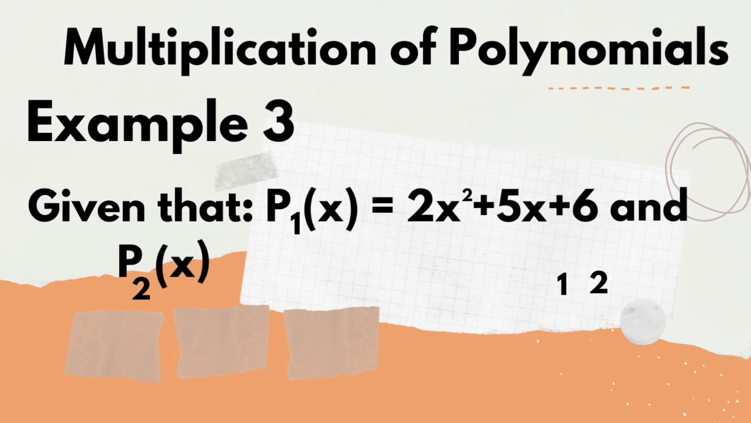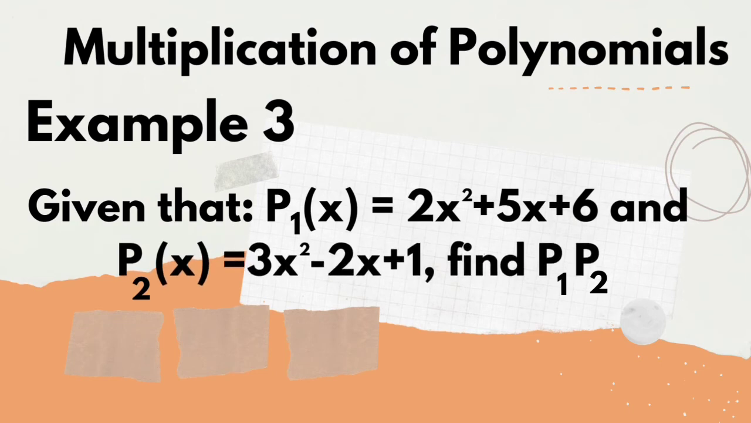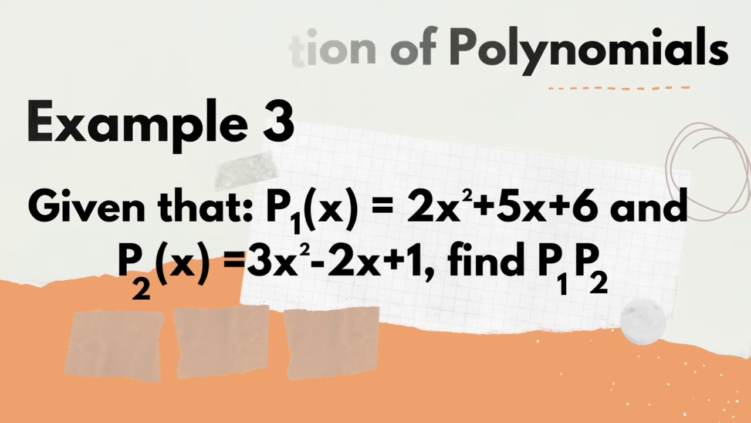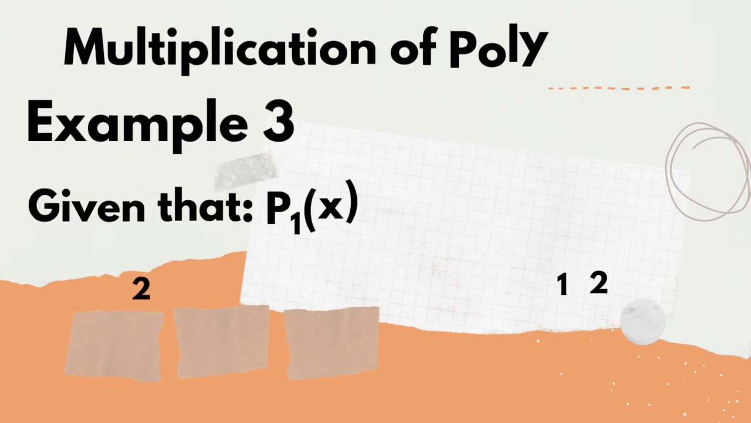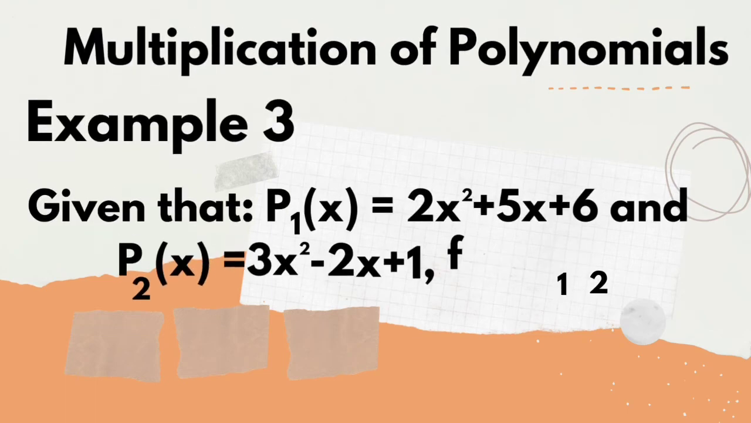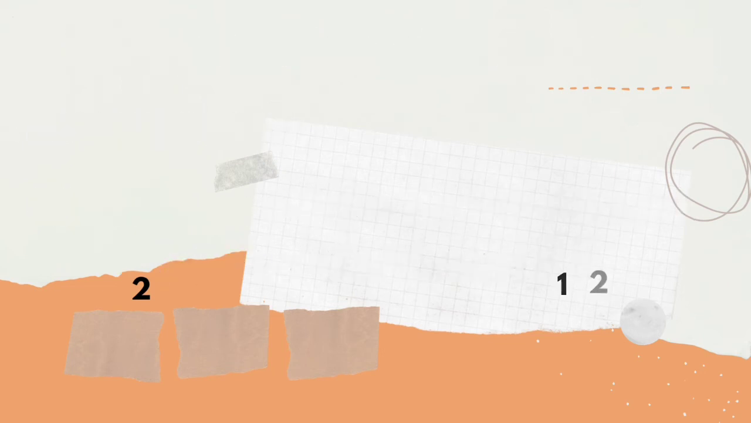Multiplication of polynomials. Example 3. Given that P1 of x is equal to 2x raised to 2 plus 5x plus 6, and P2 of x is equal to 3x raised to 2 minus 2x plus 1, then find P subscript 1 multiplied by P subscript 2. Now, how do we go about this question?